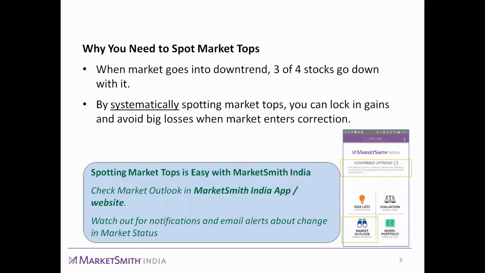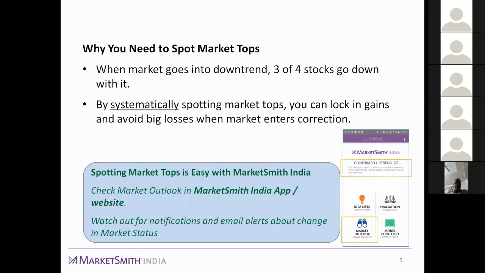So let's discuss the first part of today's webinar, where we will discuss why you need to spot market tops. Because we all know that when the market goes into a downtrend, 3 out of 4 stocks go down with it. And William O'Neill has said in many of his books, like How to Make Money in Stocks, that it's very difficult to outperform a bear.